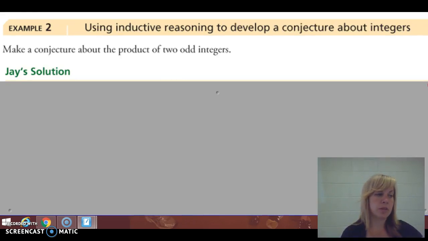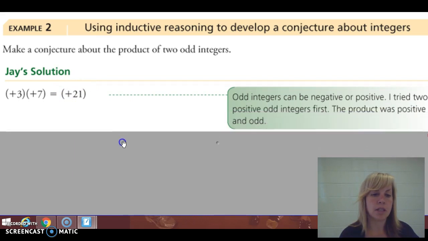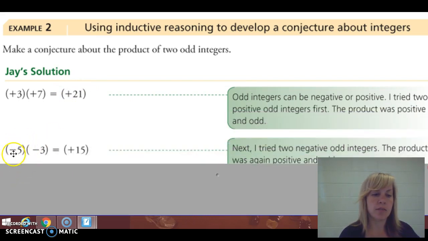Also, example 2 is on page number 8. Make a conjecture about the proof of 2 odd integers. So if I open up a page and we look at J's 2 odd integers. So J takes a 3, times it to a 7, and he gets a 21. That's an odd integer. With the product of an odd integer gives you an odd integer. He tries another one. -5 is an odd integer. Multiplies it by another odd integer, and he gets an odd integer.